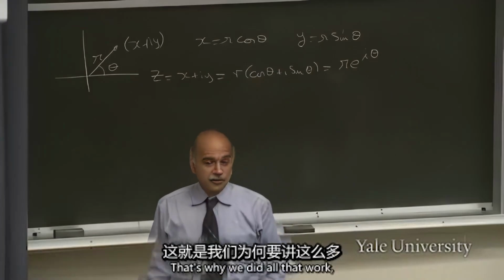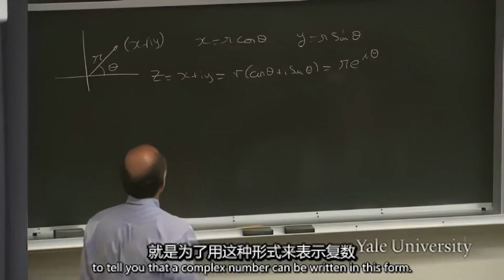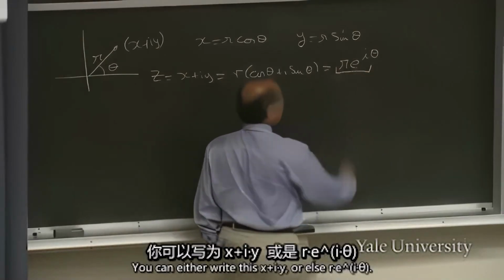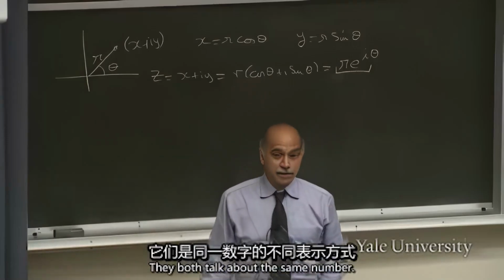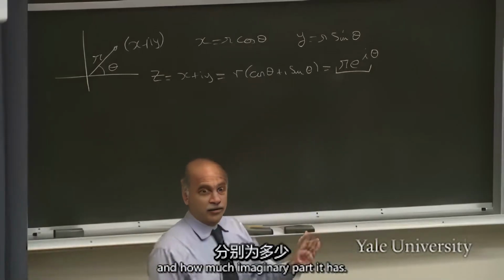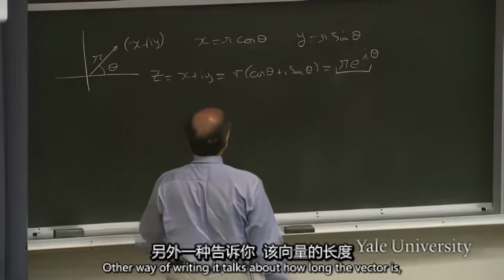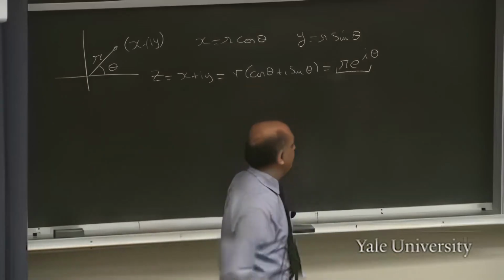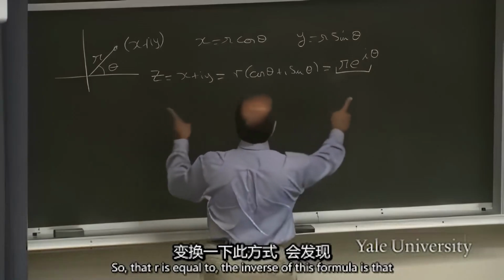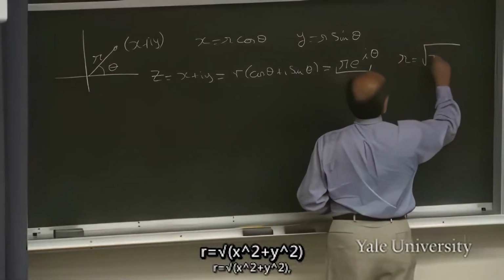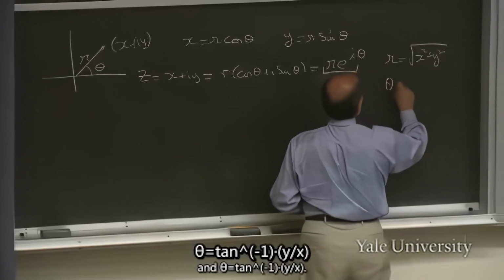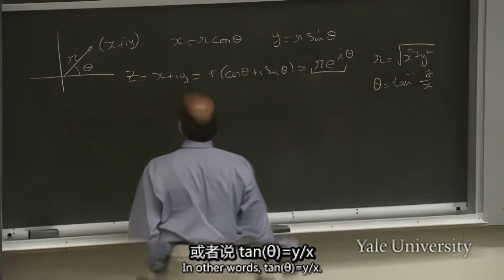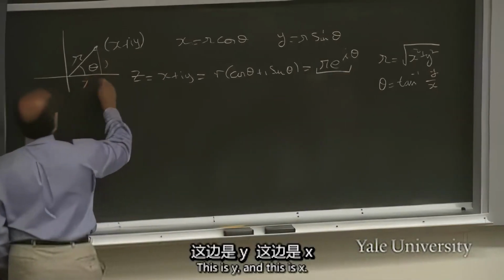That's why we did all that work, to tell you that a complex number can be written in this form. You can either write it as x plus iy or as r e to the i theta. They both talk about the same number. One talks about how much real part and how much imaginary part it has. The other way of writing it talks about how long the vector is and at what angle it is located. They contain the same information. So the inverse of this formula is that r is the square root of x squared plus y squared, and theta is tan inverse y over x. In other words, tan theta is y over x. This is y and this is x.